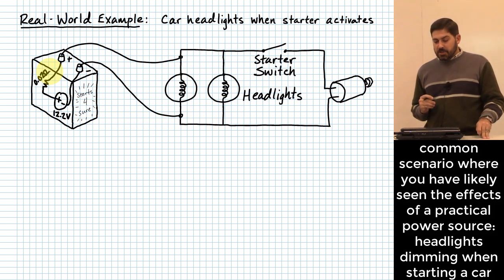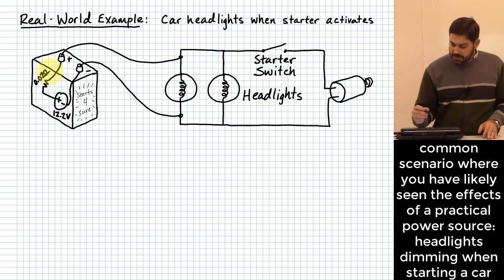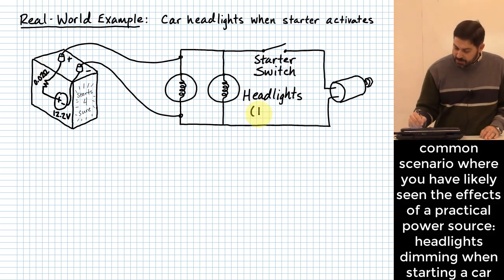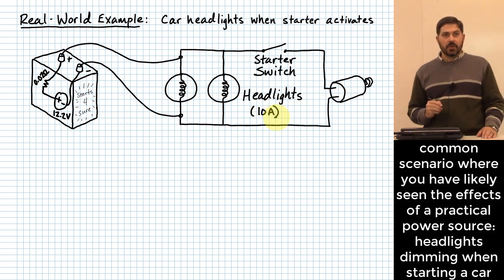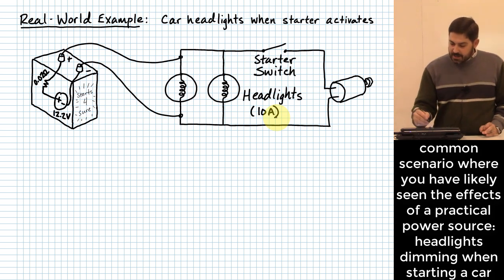Okay. How much current do headlights typically draw? It varies a little bit, but let's just use a general value here. Headlights probably draw somewhere around 10 amps of current. Okay, how much does your starter draw? Again, it varies somewhat depending on what kind of engine you've got and a lot of other factors. Let's say somewhere in the neighborhood of about 150 amps.